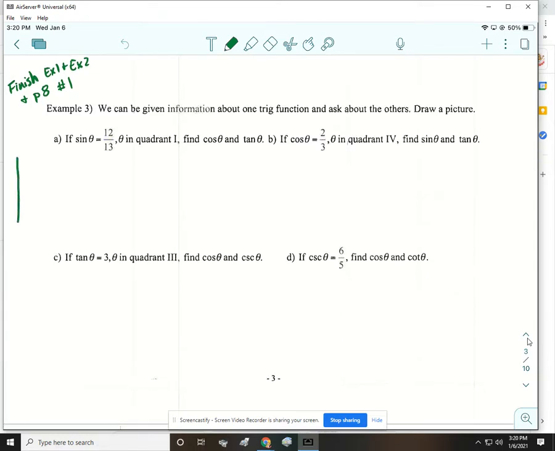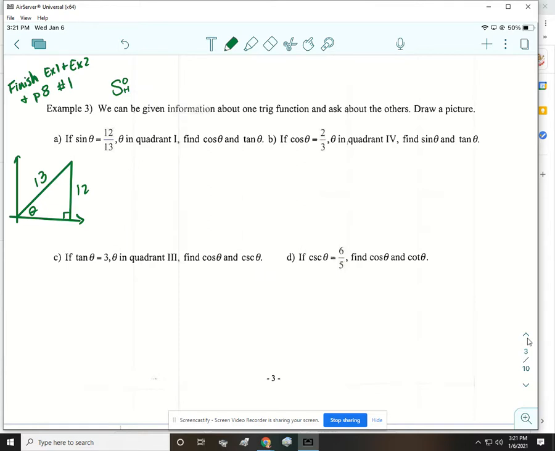So we're going to go ahead and draw quadrant 1, and we'll get a triangle in there. Theta is here. Now what we know is that the sine of theta is 12 over 13. So the sine is the opposite over the hypotenuse. So it's telling us that the opposite is 12 and the hypotenuse is 13.